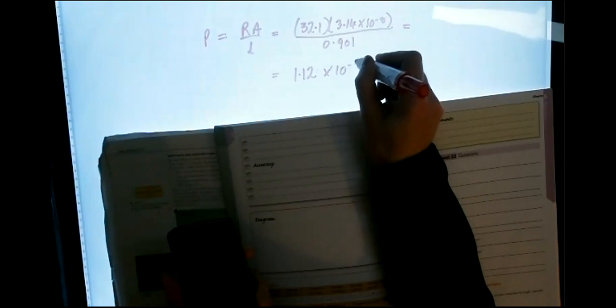Okay, so on the calculator, 2.1 multiplied by the previous answer, divided by the length, 0.901. That gives the resistivity, 1.1, and I'll round off to 2 decimal places, by 10 to the power of minus 6.